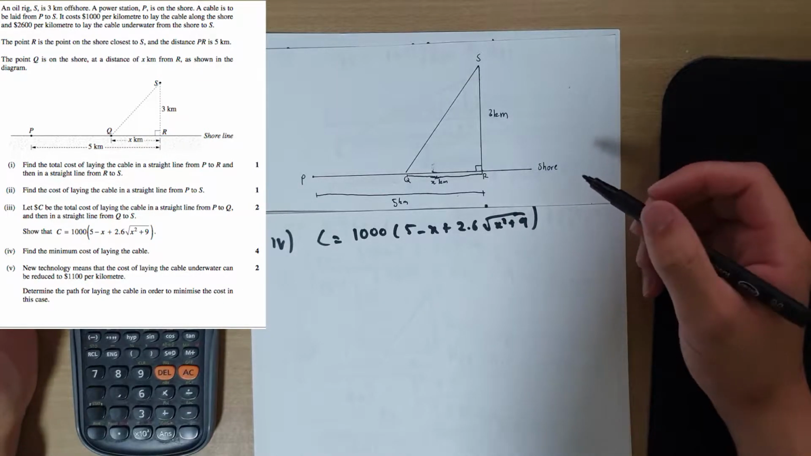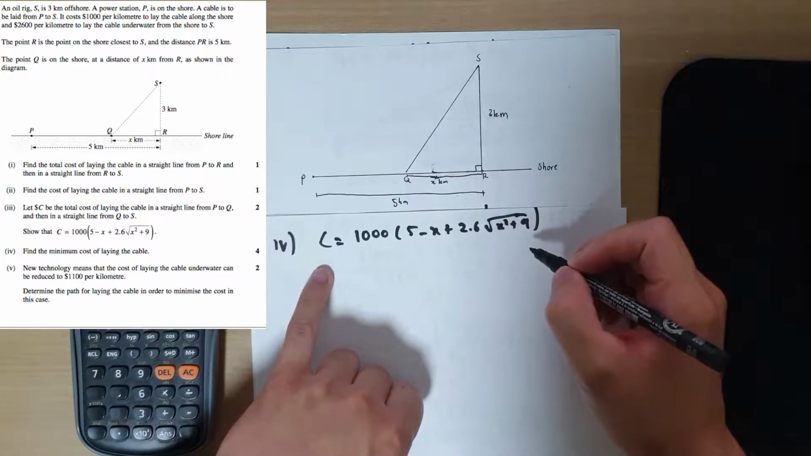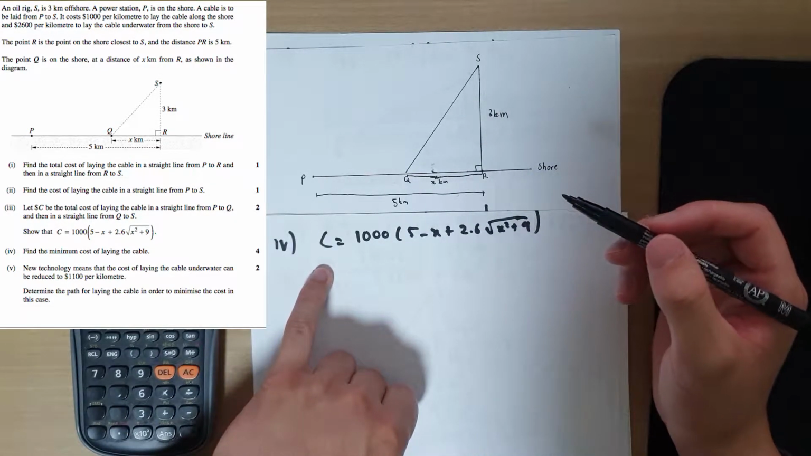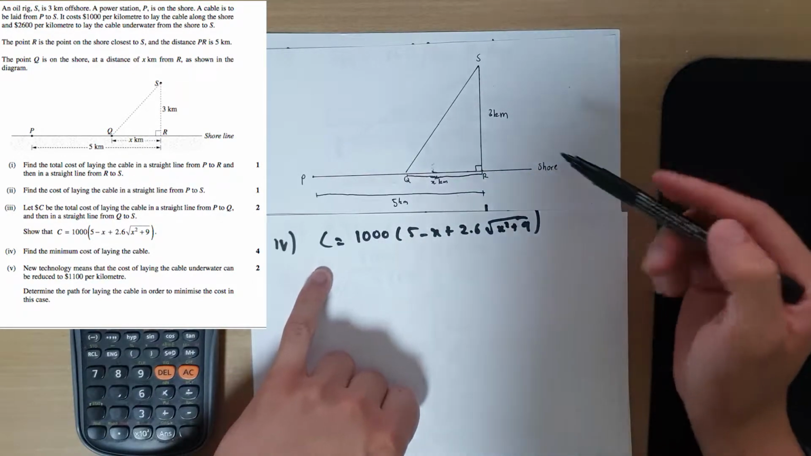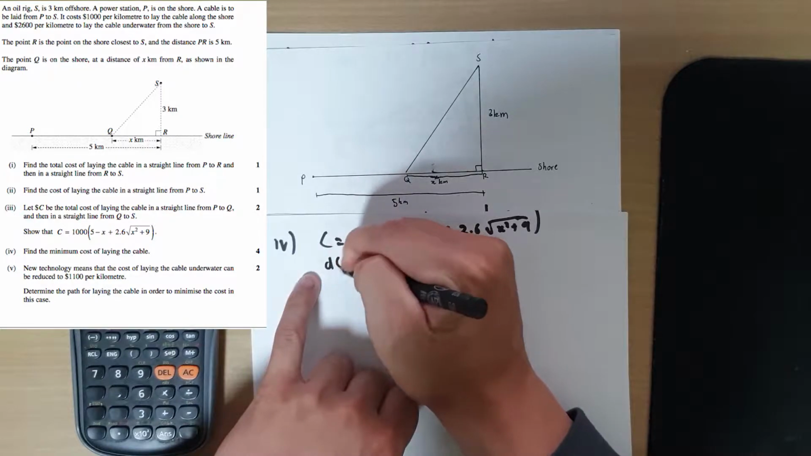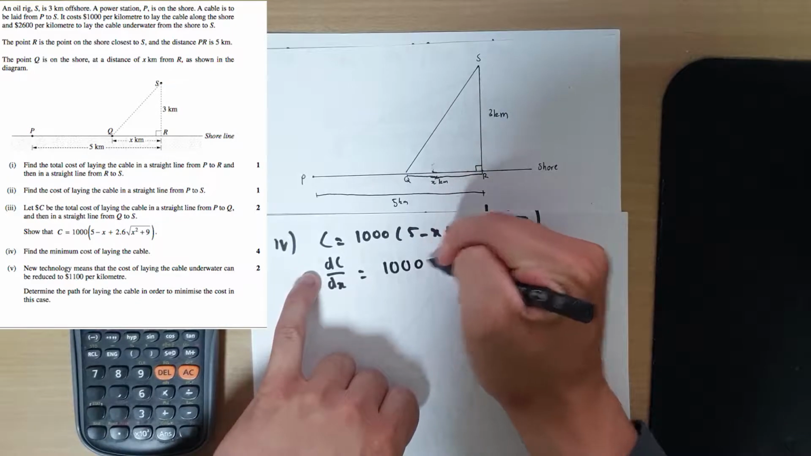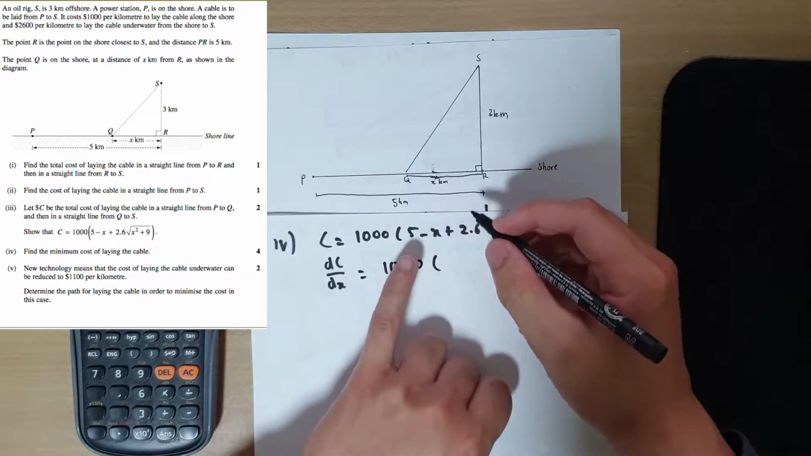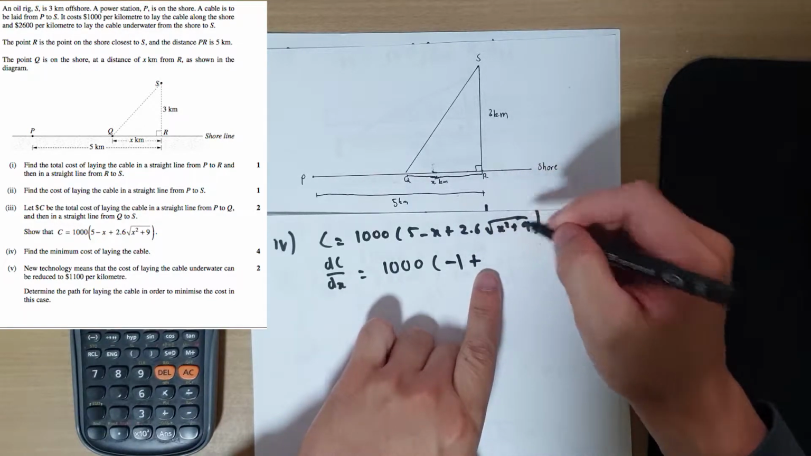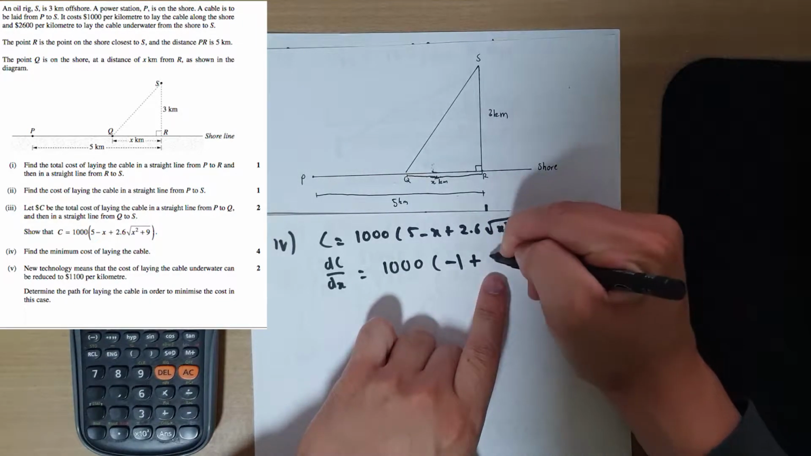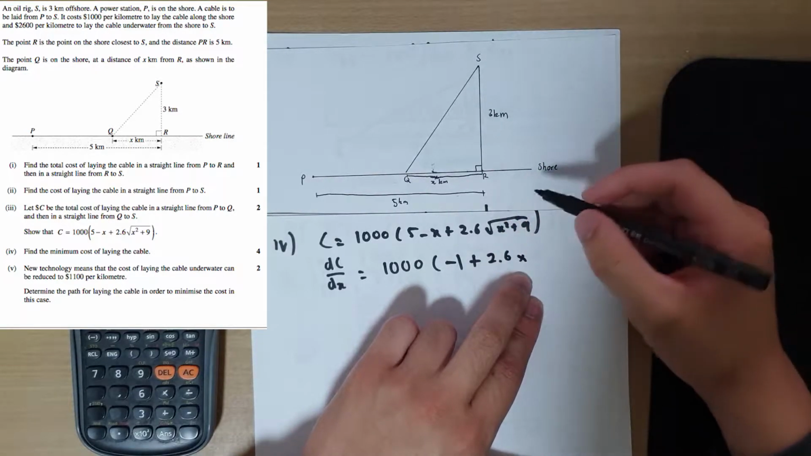By knowing that, we know that by differentiating this equation with respect to X, we can find the minimum cost and at what X value it occurs. So let's do just that. To differentiate C with respect to X: 1,000 times, differentiate 5, which is gone, differentiate minus X is minus 1, differentiate 2.6 times the square root of X squared plus 9, so 2.6 multiplied by, and I'll show you a quick trick here actually.